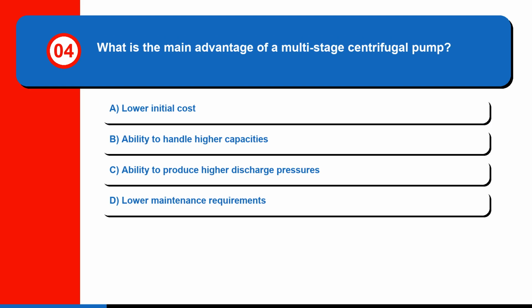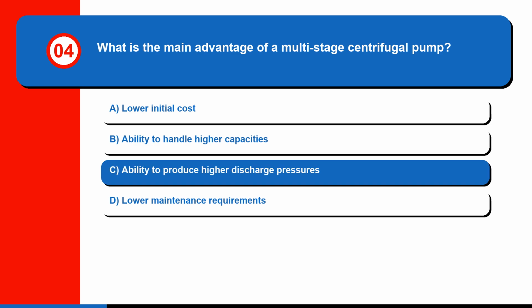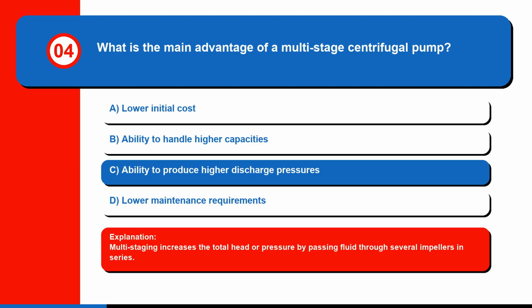Question 4. What is the main advantage of a multi-stage centrifugal pump? A. Lower initial cost. B. Ability to handle higher capacities. C. Ability to produce higher discharge pressures. Or D. Lower maintenance requirements. The correct answer is C. Ability to produce higher discharge pressures. Multistaging increases the total head or pressure by passing fluid through several impellers in series.